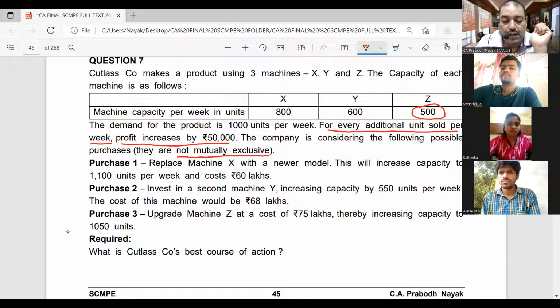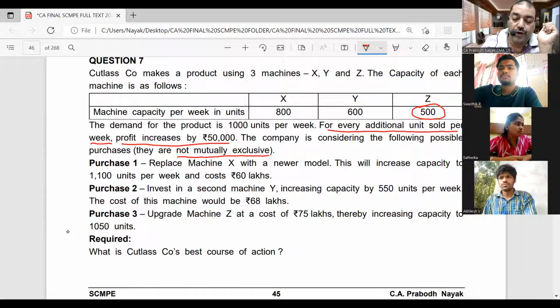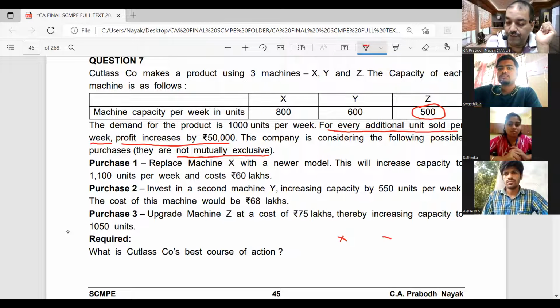As of now. Okay. Now suppose I replace machine X with a newer model. This will increase the capacity to 1100 units per week. So I'm writing down each of these 3 now, X, Y, and Z.